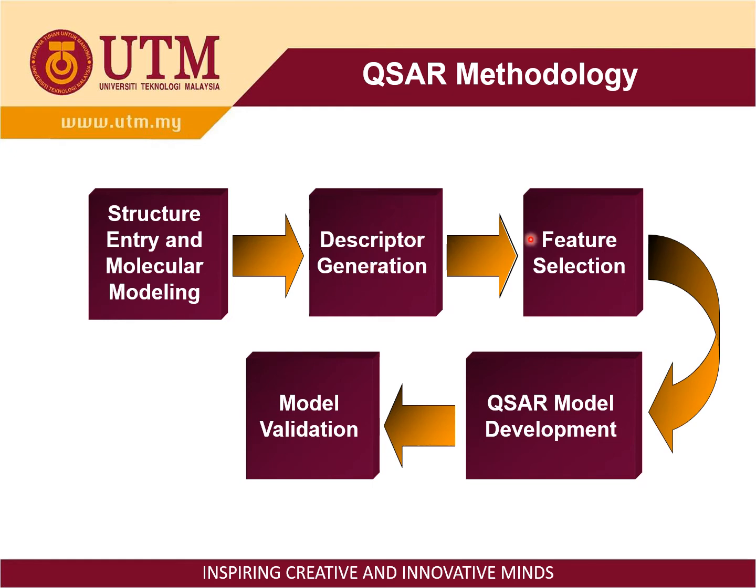Okay, and then we do feature selection. What does feature selection mean? From the descriptor generation, we can generate thousands, maybe 1000 or 2000. From those, we must select only certain ones that fit our activity or property that we want to look at. And then we do QSAR model development. What QSAR model development does is you have to have a training set.